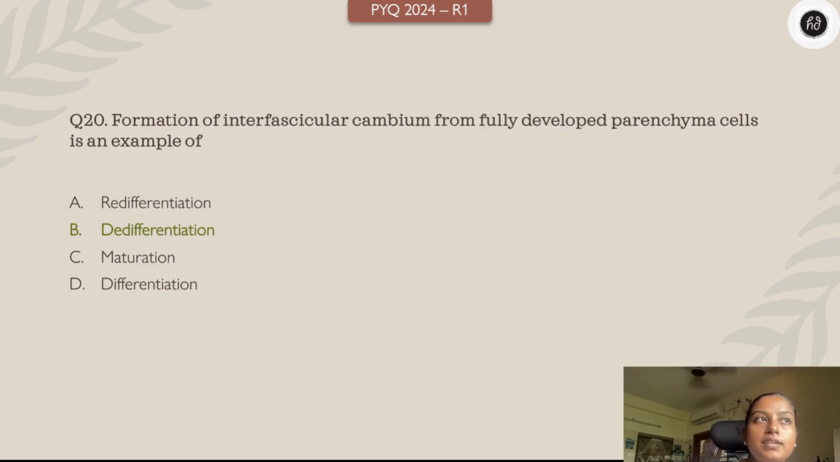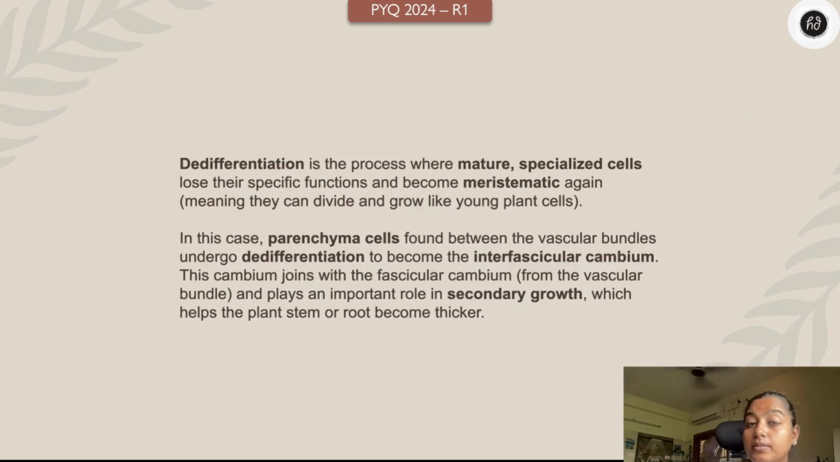So children, differentiation is nothing but the meristematic cells taking up a permanent shape, size and function and losing their ability to divide, becoming permanent cells, simple or complex permanent. So that is differentiation. Now here in this case, the parenchymal cells are becoming meristematic again. This is dedifferentiation, the opposite of differentiation. So initially it will become interfascicular cambium, and then it joins with the fascicular cambium and plays an important role in secondary growth. So the answer is dedifferentiation.